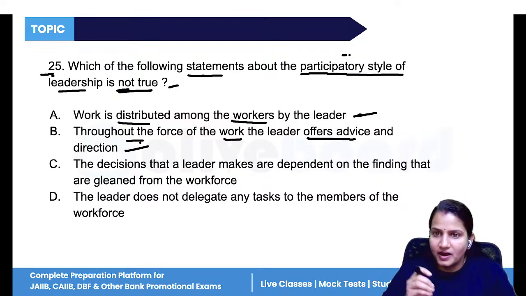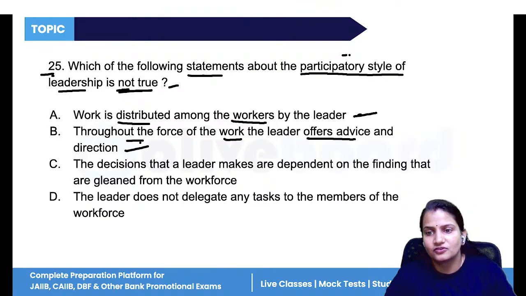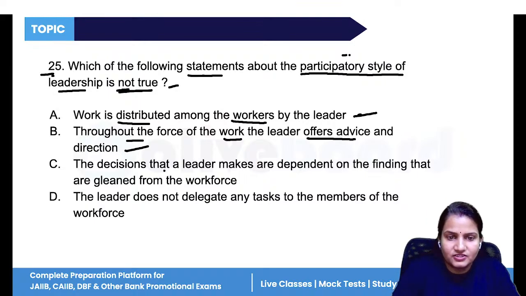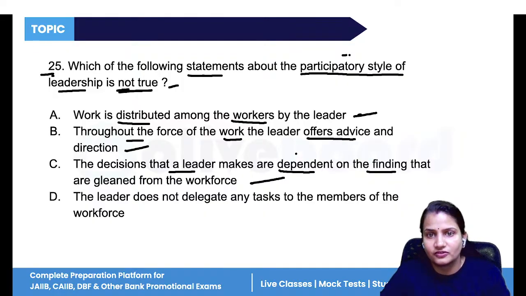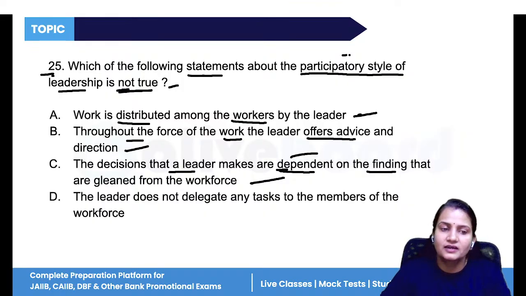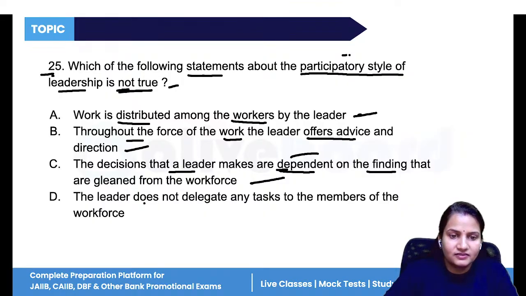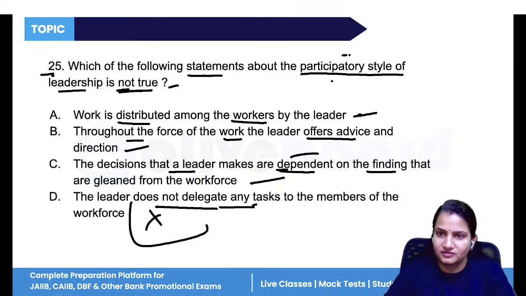when employees are participating, they are in the decision making process. So leaders will also give advice and direction that you can do it in this way, you can do it in that way. The decisions that a leader makes are dependent on the findings. Yes, these are dependent, means the leader takes the decision, but their employees will also take the decision. So that is why these are dependent on the workforce. But leaders do not delegate any task. No, the leader delegates the task. That is why their employees are participating. If the leader will not delegate any kind of task, then how will their employees be said to be participatory? That is why option D is incorrect.